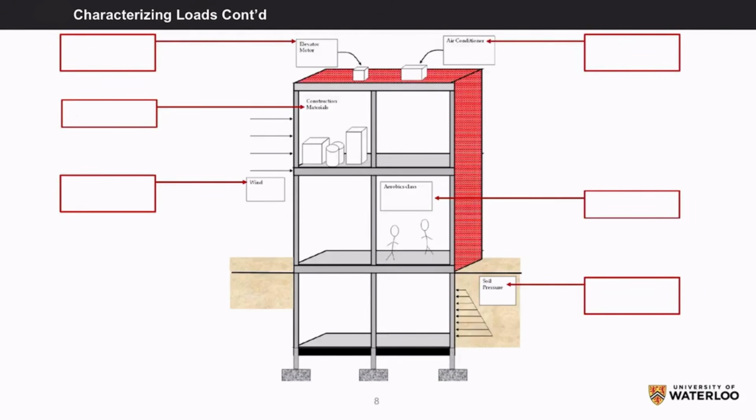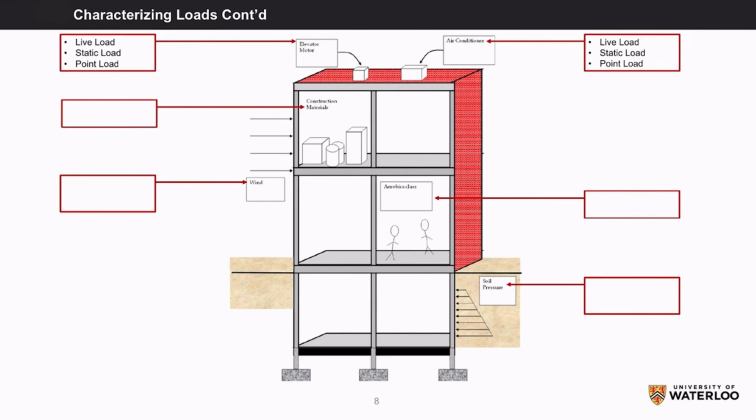Let's start by examining the elevator motor. This motor is considered a live load, a static load, and a point load. The air conditioner is also considered a live load, a static load, and a point load. They are both considered a live, static, and point load since they do not change over the life of the structure, they are not changing within a period of a second or less, and they apply the loads at a specific point, respectively.